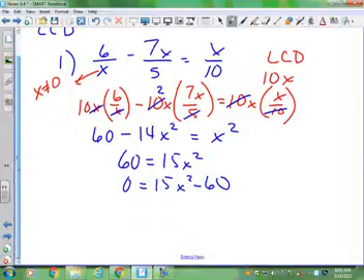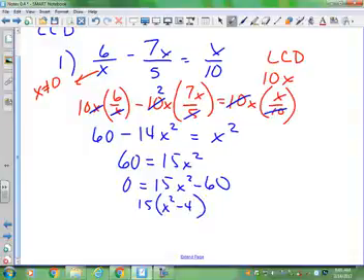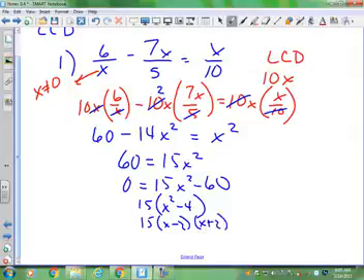But that's not always what you need to do. So 15x squared minus 4 does work. If that had not worked, I would have divided by 15 and square rooted it, which would give me the same answer. So x minus 2 and x plus 2 is my factorization. So x can be equal to 2 and negative 2. And those are my solutions, and they have nothing to do with the restriction of x is not equal to 0, so they are both solutions.